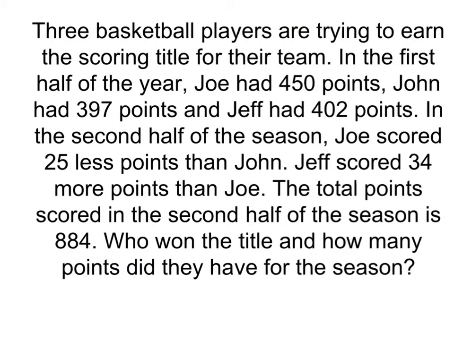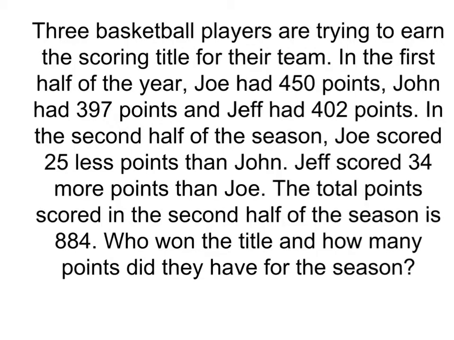Three basketball players are trying to earn the scoring title for their team. That means the player with the most points in a whole season. In the first half of the year, Joe had 450 points. John had 397 points. And Jeff had 402 points. In the second half of the season, Joe scored 25 less points than John. Jeff scored 34 more points than Joe. The total points scored in the second half of the season is 884. Who won the title and how many points did they have for the season?